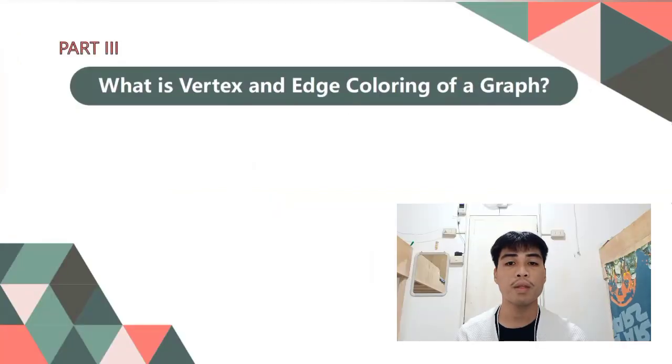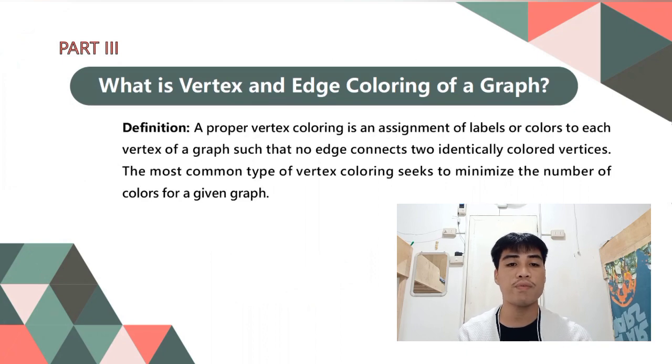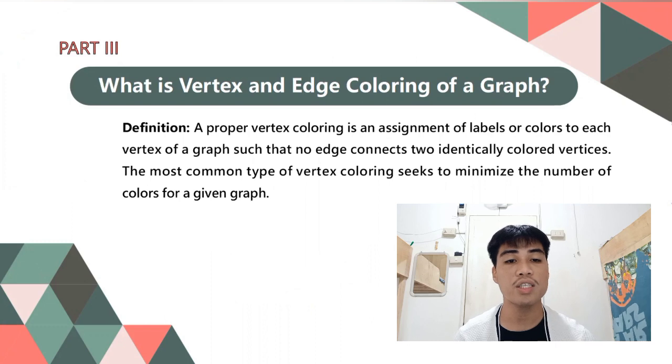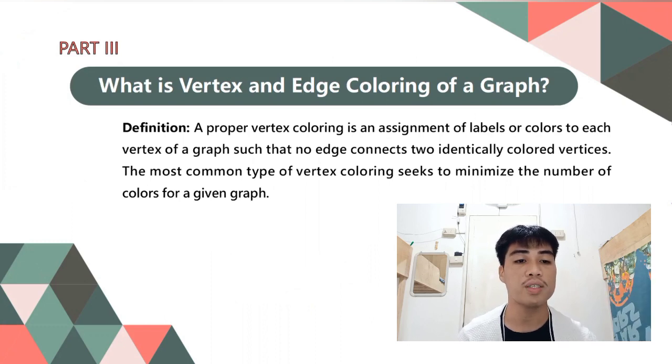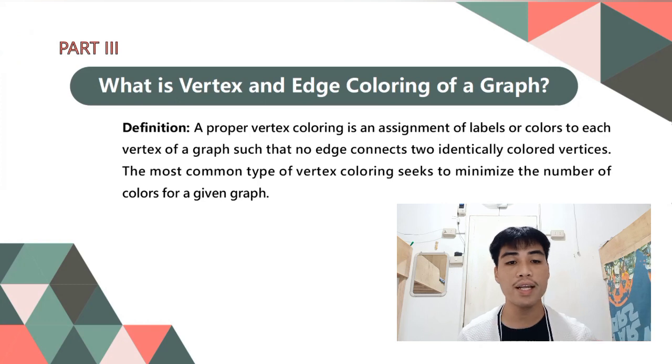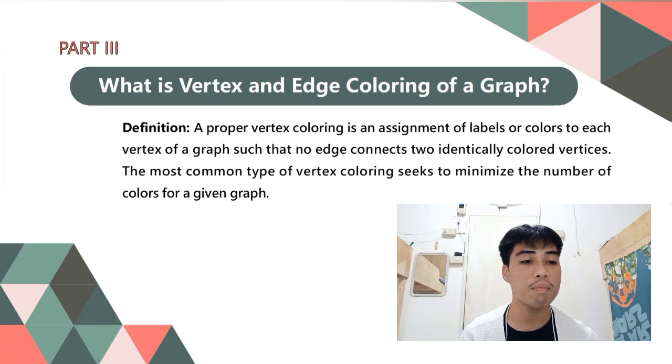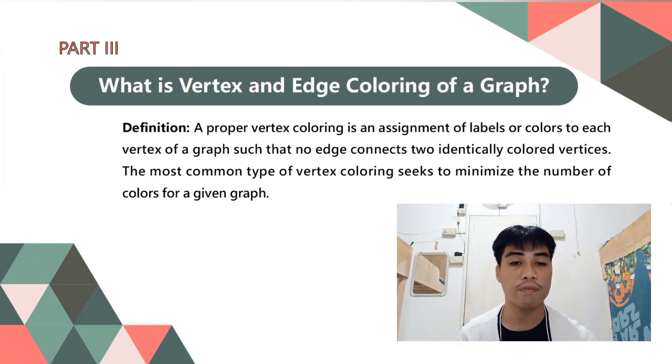For part 3, what is vertex and edge coloring of a graph? For the definition of a vertex coloring of a graph, a proper vertex coloring is an assignment of labels or colors to each vertex of a graph such that no edge connects two identically colored vertices. So, in vertex coloring, considering an example like there are two vertices, the edge should not connect two vertices with the same color. The most common type of vertex coloring seeks to minimize the number of colors for a given graph.